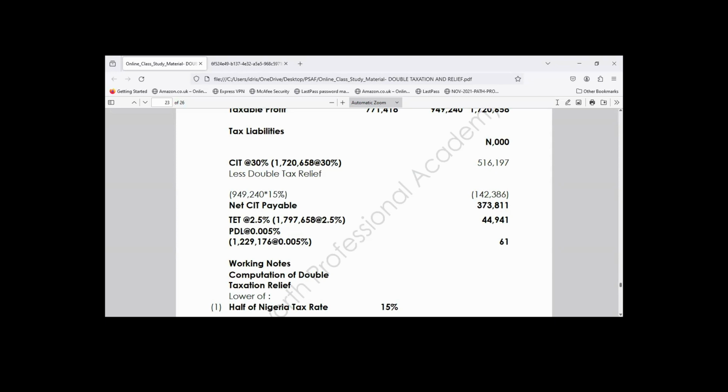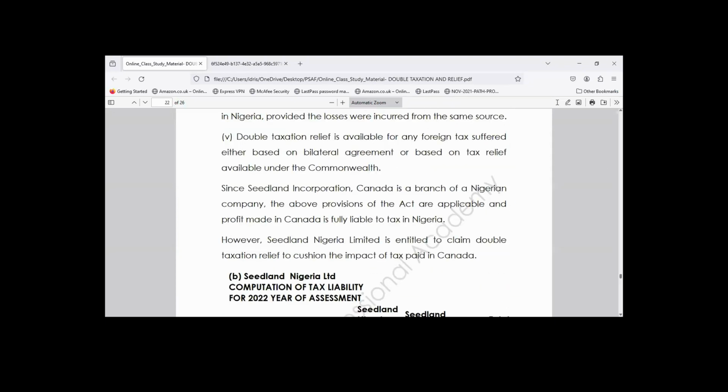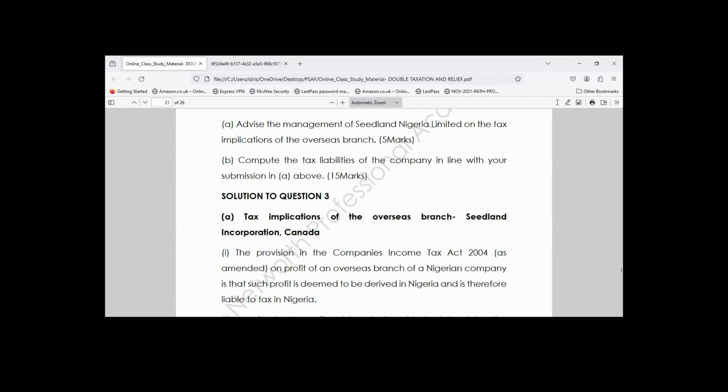But by next week, before we start taxation of non-residents, we will look at one more question from it. Please try to revise it and look at it. We look at one more question by next week.